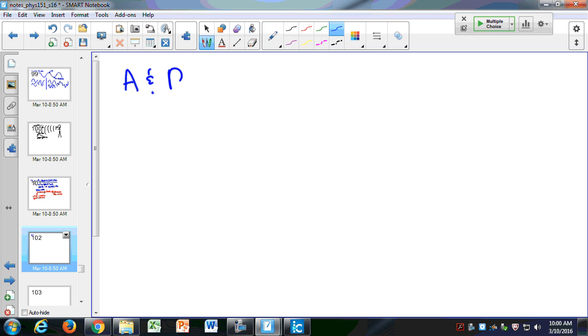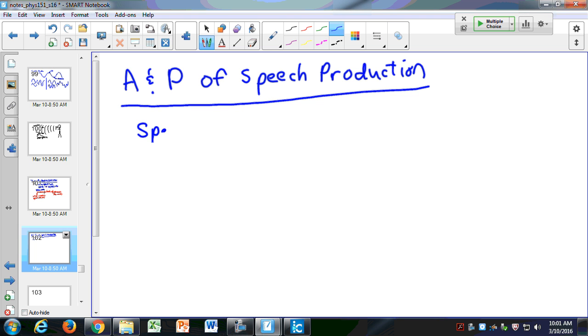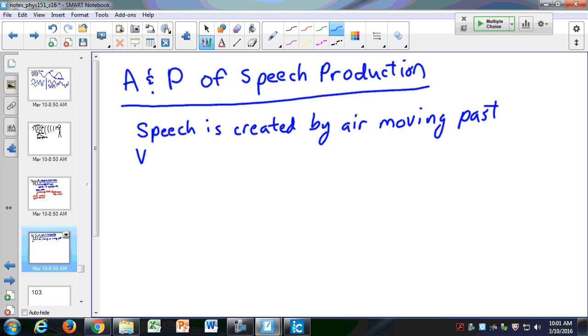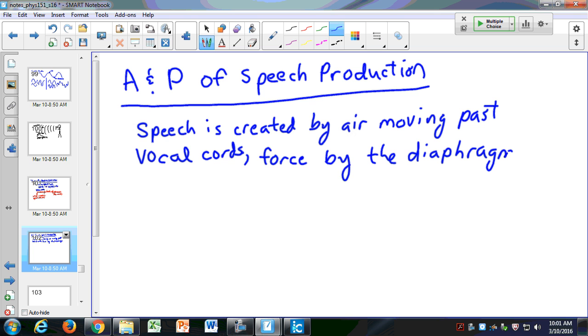So we're going to look at the anatomy and physiology of speech production. Speech is caused by air moving past the vocal cords. And of course, this air is forced past the vocal cords because of the diaphragm. We've talked about that, how your lungs aren't really muscles, they're just sort of bags sitting inside your chest, and your diaphragm pushes on them, causes their volume to decrease, the pressure to increase, which forces that air out of your body, and it goes through your vocal cords.